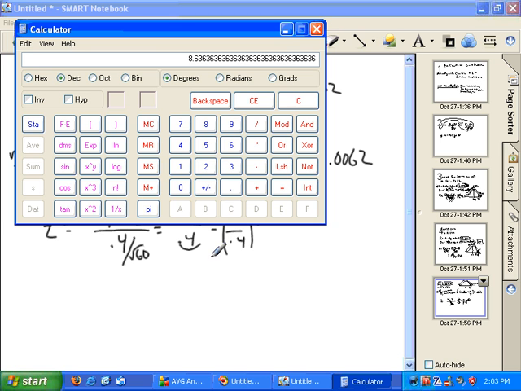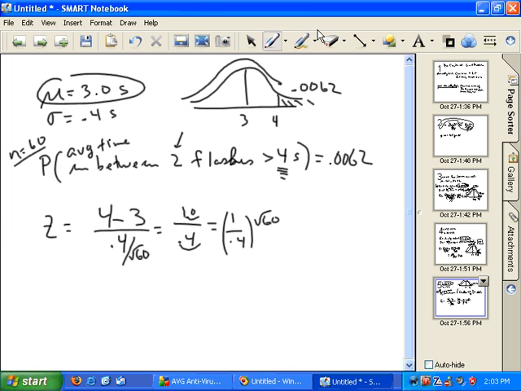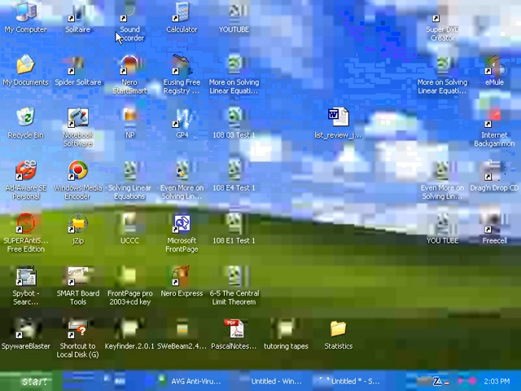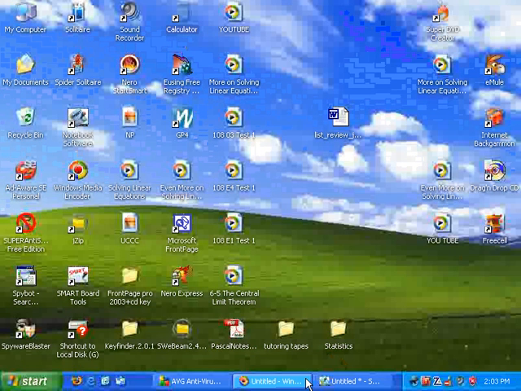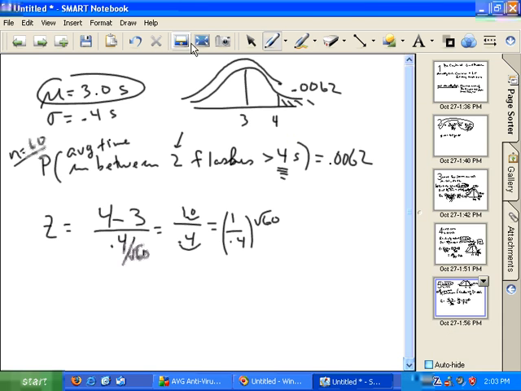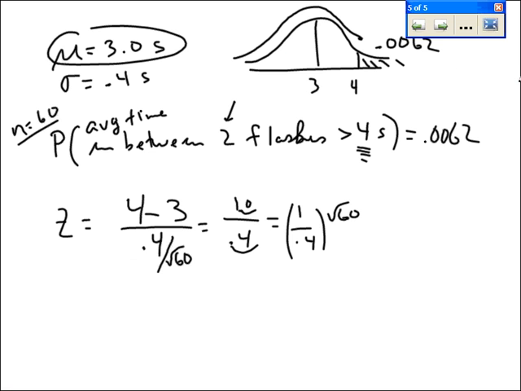Okay, no point in reinventing the wheel. 2.5 multiplied by 60 raised to the 0.5 is 19.36, which is very rare. So this time we get 19.36, which of course is way over 3.